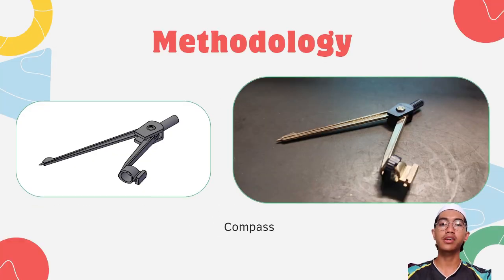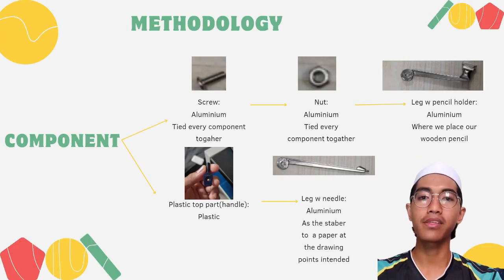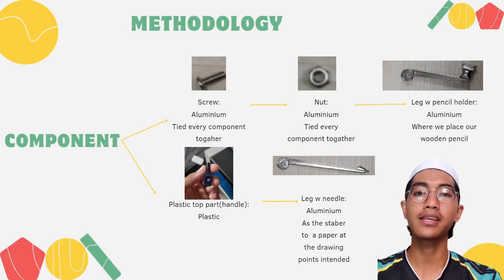Assalamualaikum warahmatullahi wabarakatuh. My name is Amirul Akmal bin Amran with matrix number AA230440, and I will explain about the methodology. So, as we can see, we use a compass as the object of our project. The picture on the right is the real compass, and the picture on the left is the 3D drawing of the compass. Next, I will explain about the material used and the function of each component of the compass.